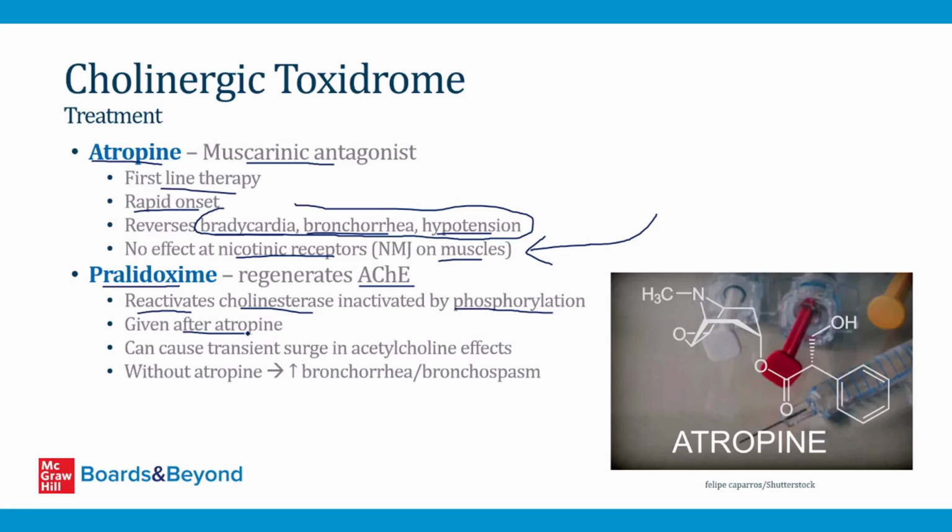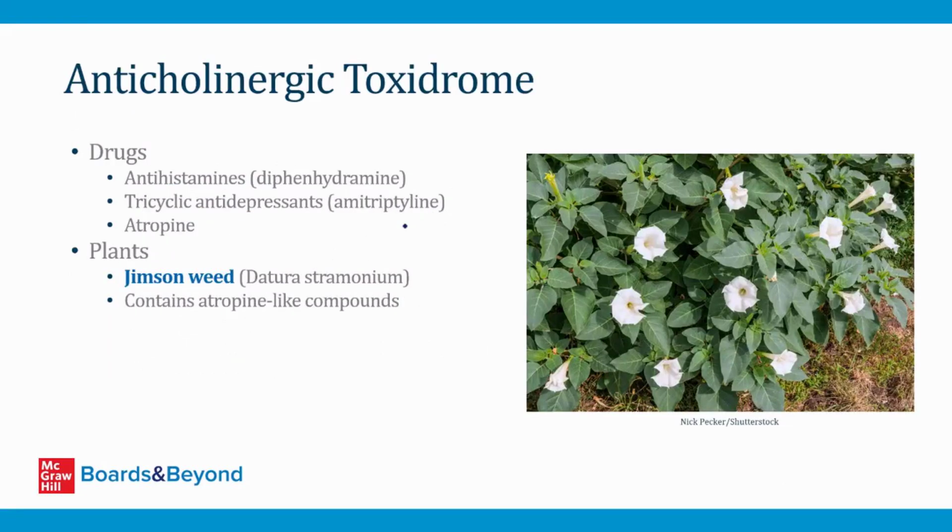The reason is that when you give atropine, for complicated reasons, there can be a transient surge in acetylcholine effects. And so if you were to give pralidoxime without atropine, you could see worsening of bronchorrhea and bronchospasm, and that could be life-threatening. So atropine is given first, and that's because it reverses these life-threatening effects, and then you can give pralidoxime to regenerate acetylcholinesterase. Okay, so that's a cholinergic toxidrome.